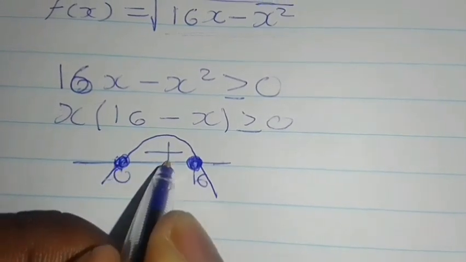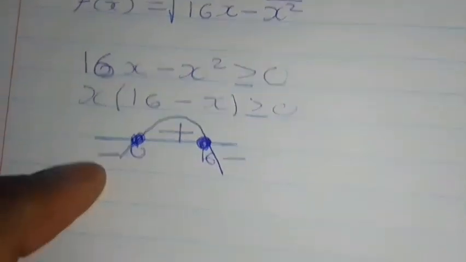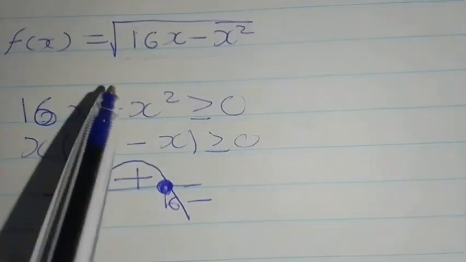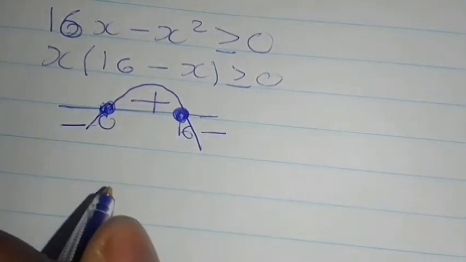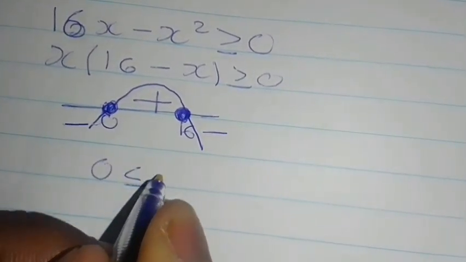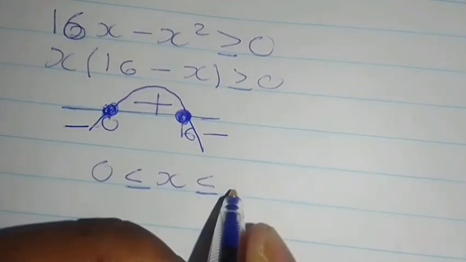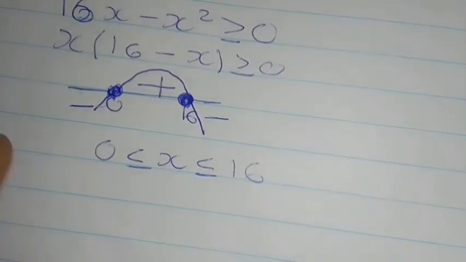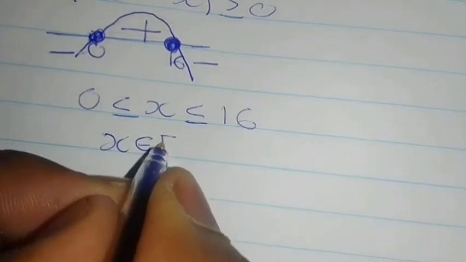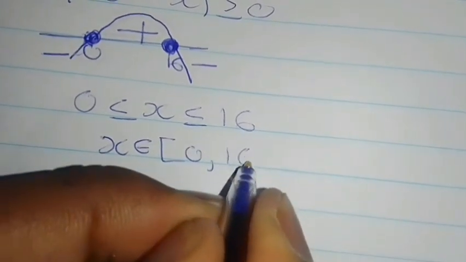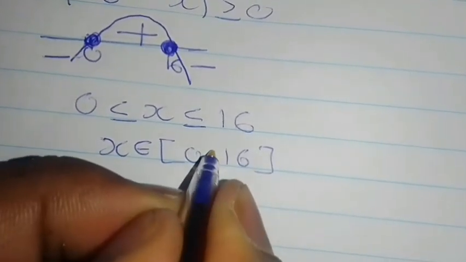So you know that this is positive and the rest of that is negative. And then remember that the inside must be either positive or 0, making the domain this interval: x will be between 0 and 16. The other way you can write this is x is an element of [0, 16], numbers between 0 and 16.